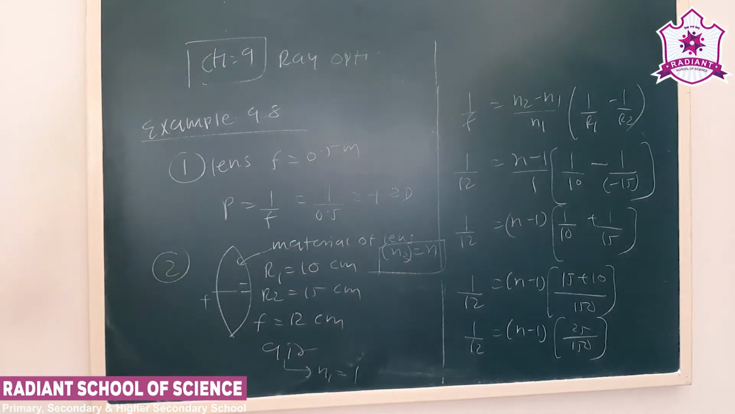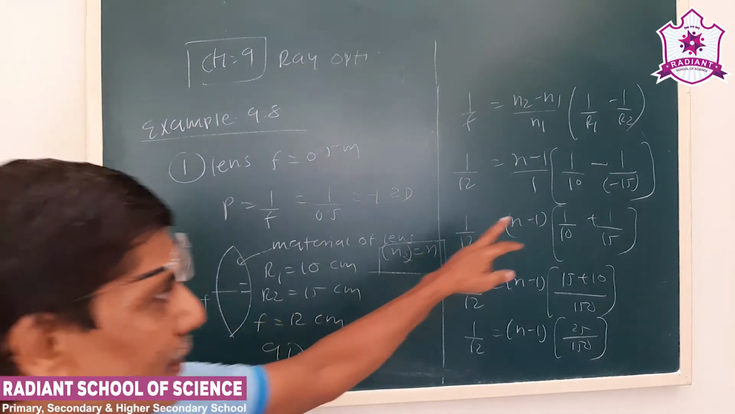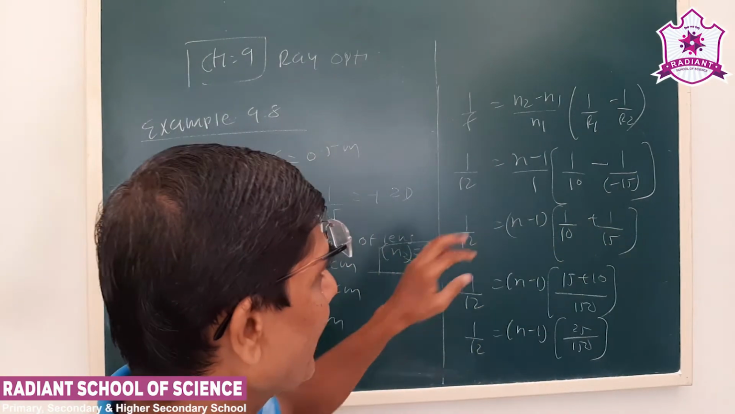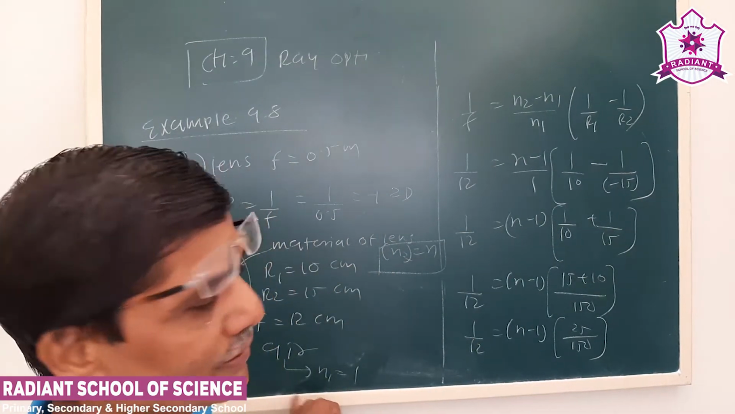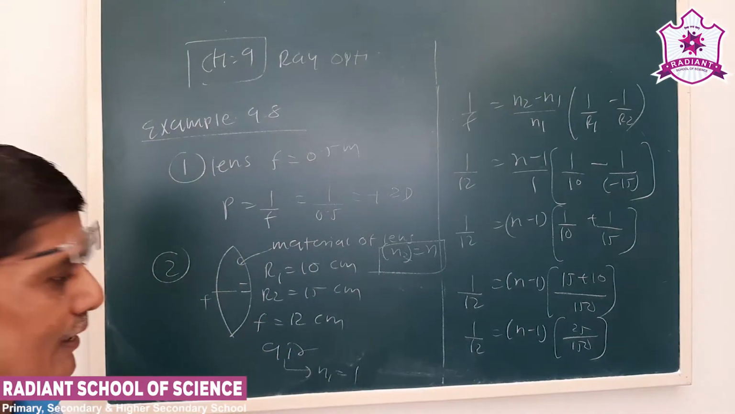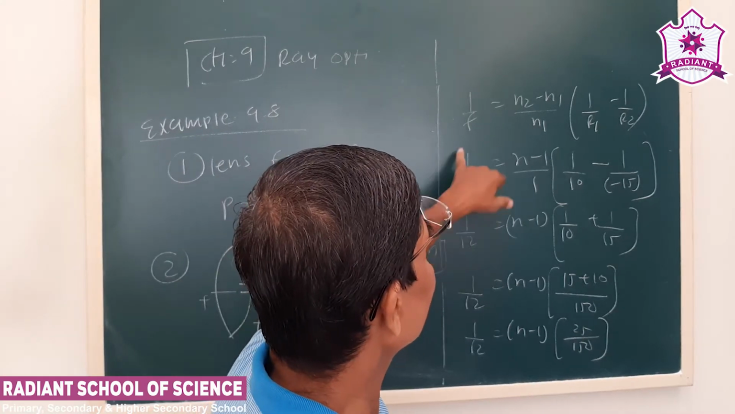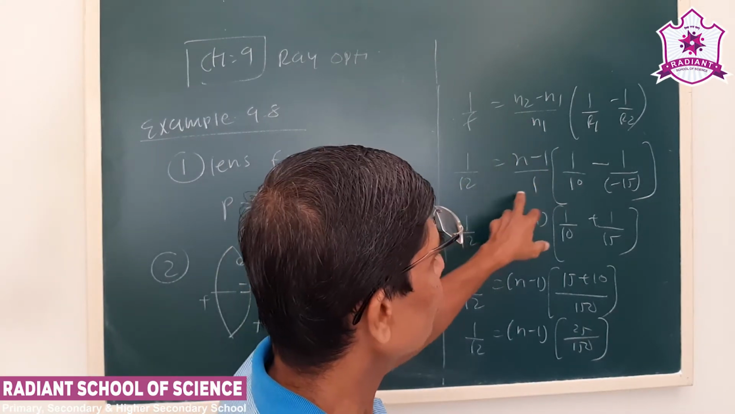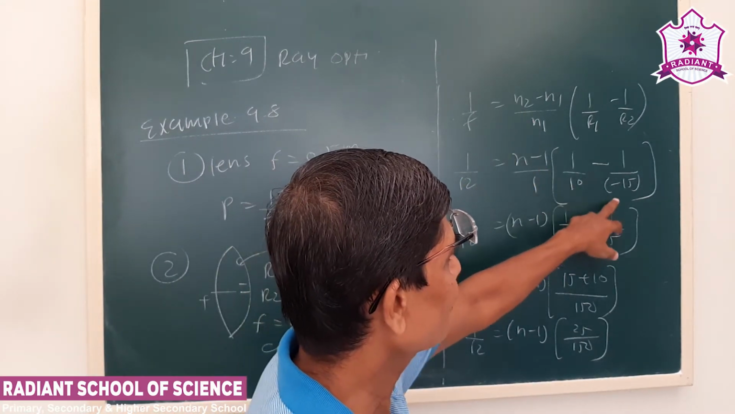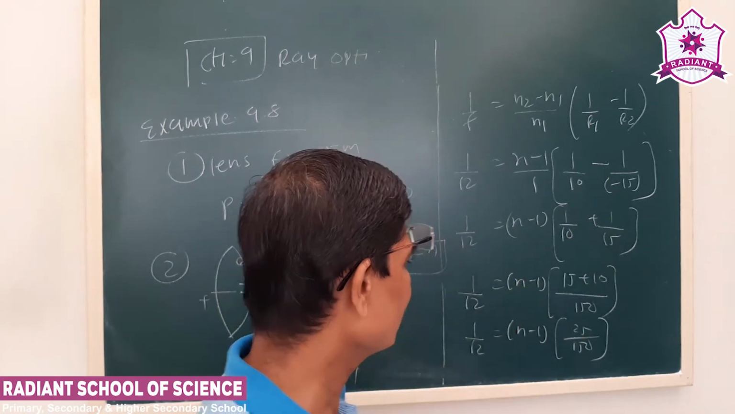Okay, now see here focal length is given 12. R1 we have taken plus 10, R2 we have taken minus 15. N1 is 1. Why? Because the lens is kept in air. Sorry, N2 is N that we have, and the lens is kept in air, so N1 we have taken 1. So if we simplify this, 1 by 12 is equal to N minus 1, 10 minus will become plus. And if we cross multiply, 15 plus 10 upon 150.